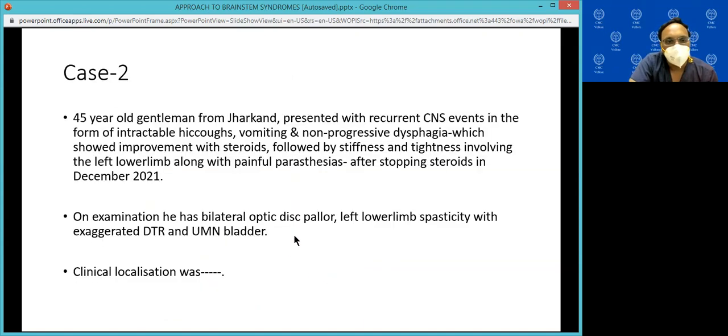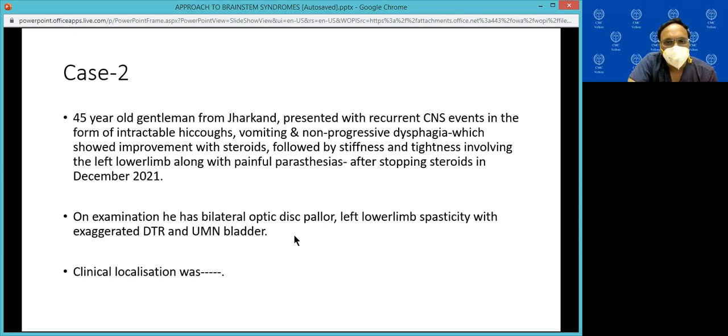So another case: a 45-year-old gentleman from Jharkhand presented with recurrent episodes of CNS involvement in the form of intractable hiccups, vomiting, and non-progressive dysphagia. He showed improvement with steroids, following which he had stiffness and tightness involving the left lower limb along with painful paresthesias. Examination showed bilateral optic disc pallor, left lower limb spasticity with exaggerated deep tendon reflexes, and a hyperreflexic bladder.